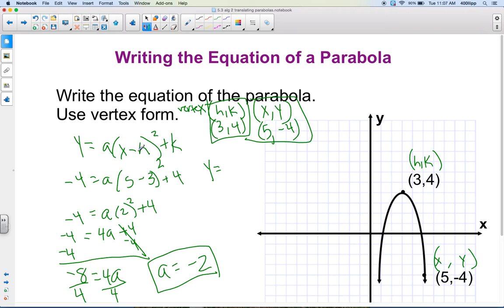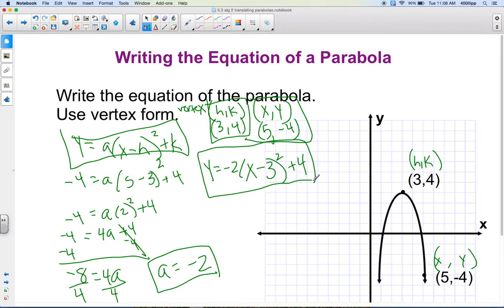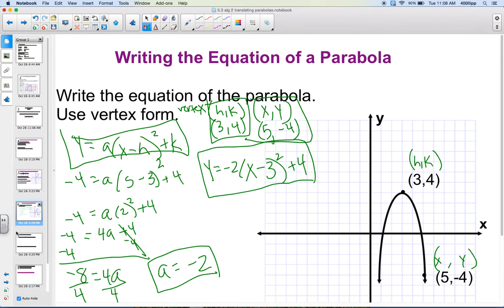So we're now just going to take our vertex form. We're going to plug a, h, and k back in, and we'll get negative 2, x minus 3 squared, and then plus 4. And here is our equation in vertex form. All right, let's see what else we got.